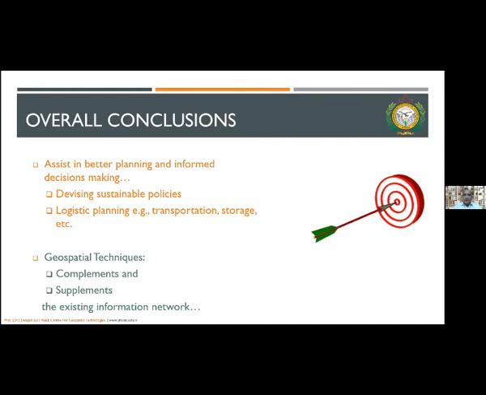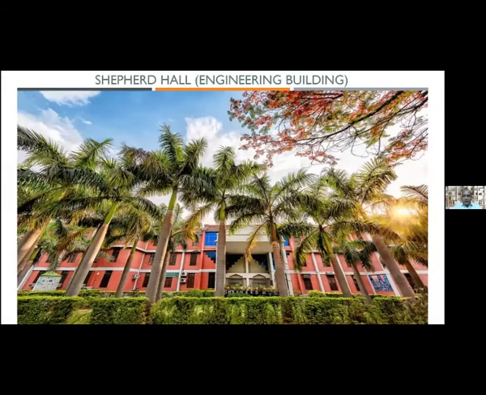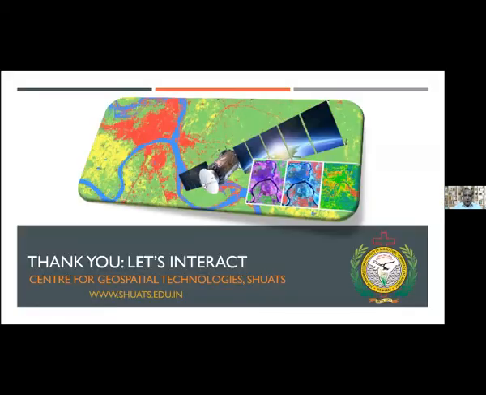Okay, so we'll end this presentation here, and this is where I come from. These are different buildings situated in my university, Sam Higginbottom University. This is the engineering building, where the center of geospatial technologies is located, and I am heading that center. We have master students. We offer MTech and MSc in remote sensing and a PG diploma. We have some international students, and we enjoy working with them. So we are open now for interaction.